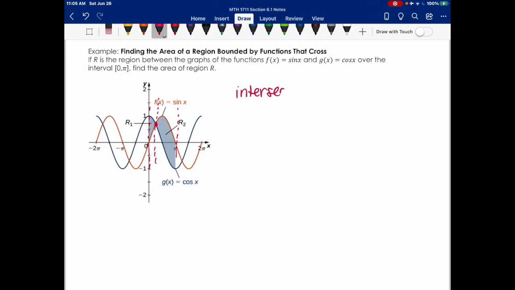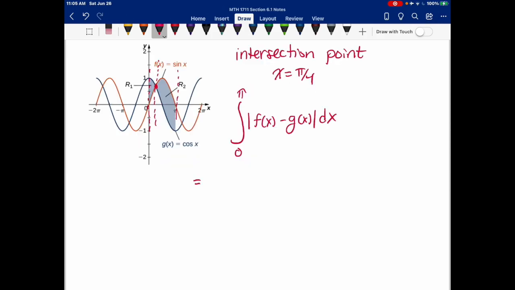Now, you can use a graphing calculator. You can set the two equations equal to each other and solve. No matter how you want to do it, when we find that intersection point, we're going to get that x is equal to pi over 4. So when I want to find the integral from 0 to pi of the absolute value of f of x minus g of x, we can write that as two separate integrals, the first from 0 to pi over 4.